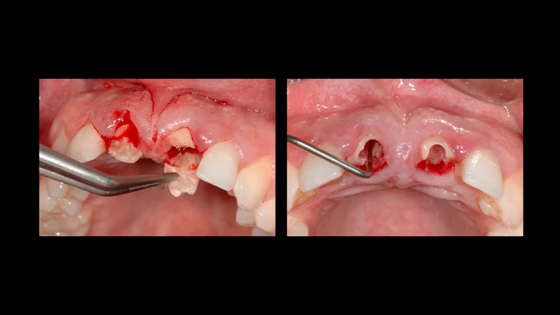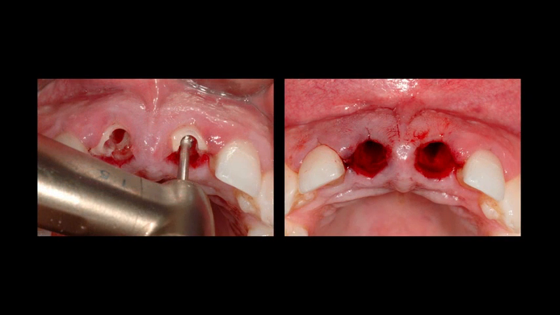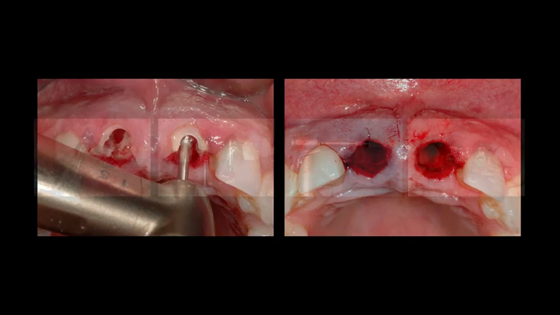Basically we wanted to keep the buccal plate of bone intact and the interdental peak of bone intact as much as possible. At that point the teeth were removed, the bone looked really good, and if you have a case like this, the next step is placing immediate implants. If you can place immediate implants and get good primary stability, that will generally preserve the bone and the soft tissue architecture the best.